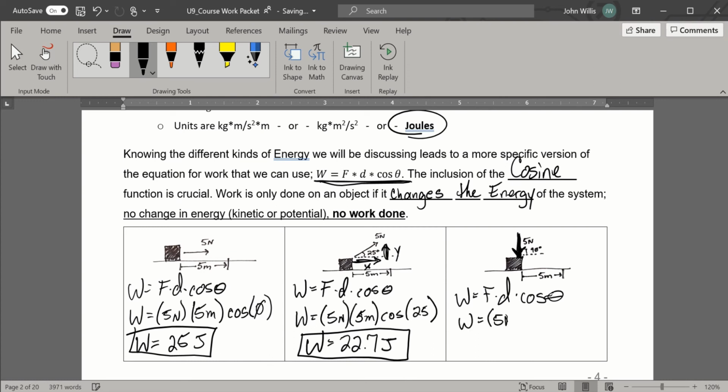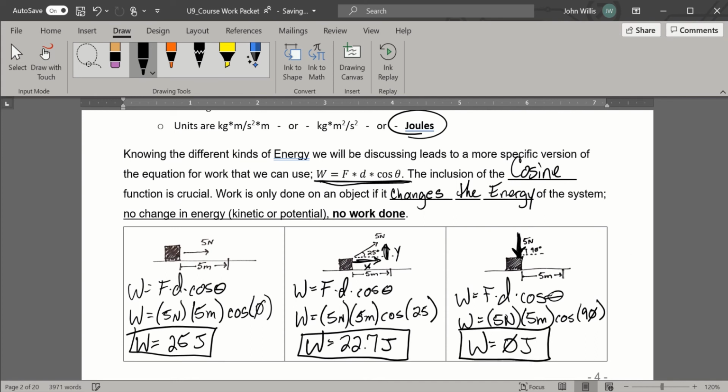You've got your 5 newton force that you applied. The box travels a 5 meter distance still, but the cosine of your angle between those two vectors is now 90. Just like the cosine of 0 was always 1, the cosine of 90 is always 0 from your trig. And so you're doing no work.